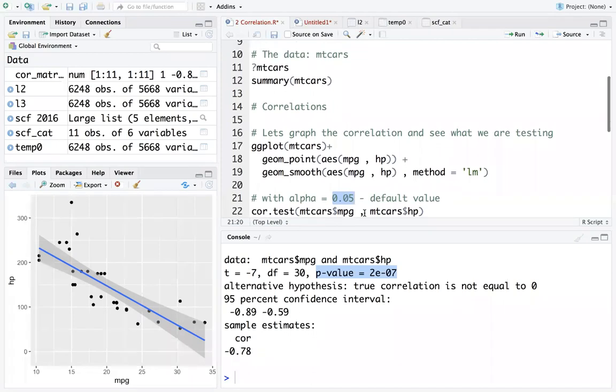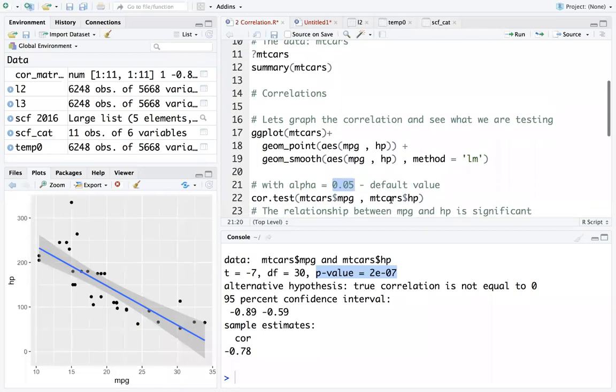So first things first, I said 3 things that we're going to look at. Is it significant? The sign of the correlation and the magnitude. So first, it is significant. So I'm saying perfect. The relationship between miles per gallon and horsepower is significant. Done. That's all I need.